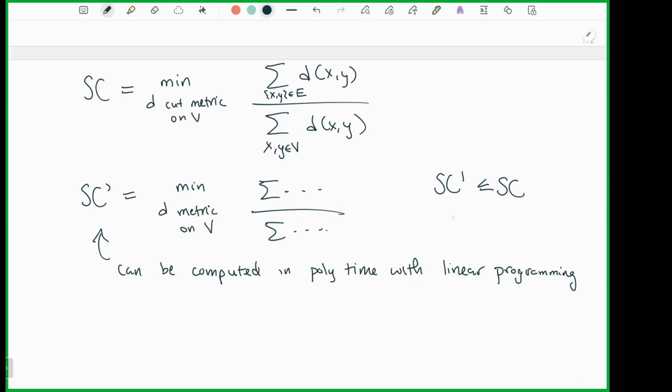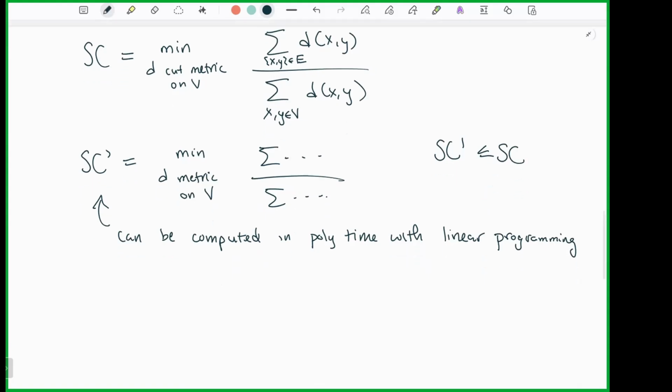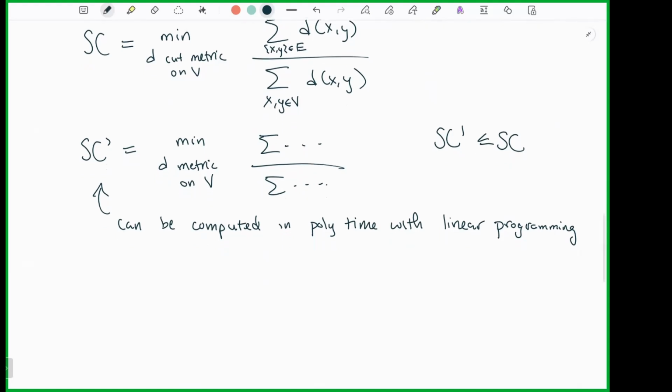So that's good. The bad thing is that it doesn't give us the answer to the original question. It's going to be smaller, or it might be smaller. And the question now is, how much smaller can it be? Very quickly, I'll try to explain why it can't be much smaller. And this is thanks to Bourgain's theorem on embeddings into L1.